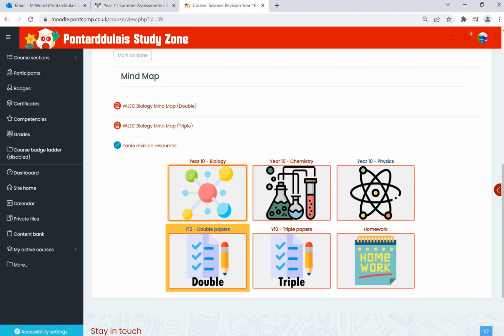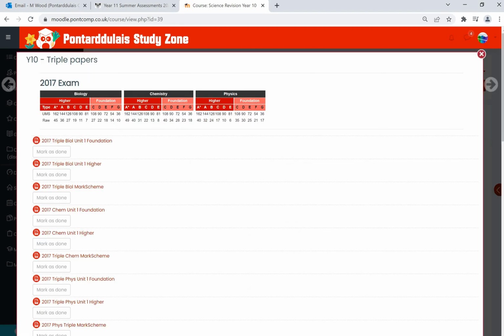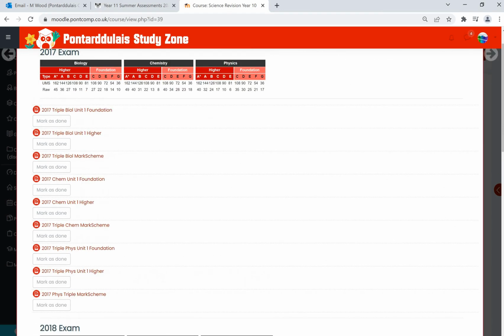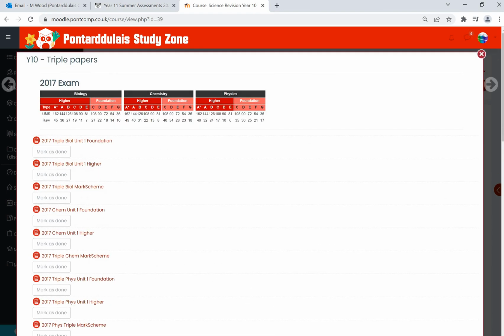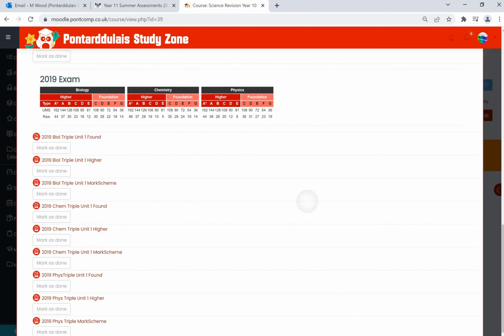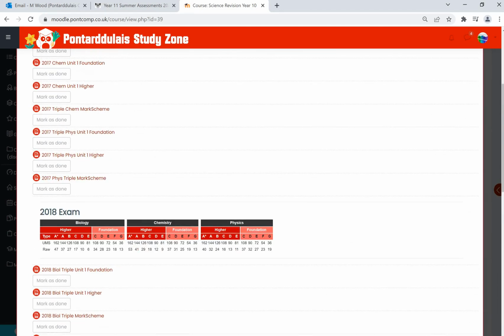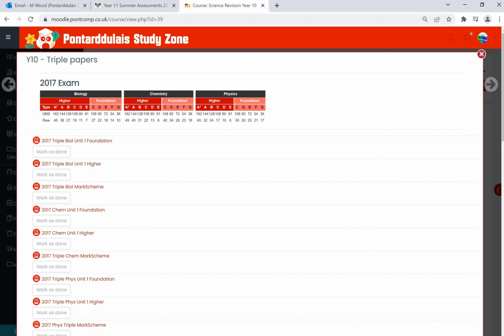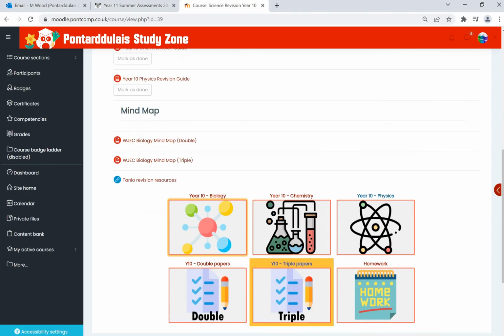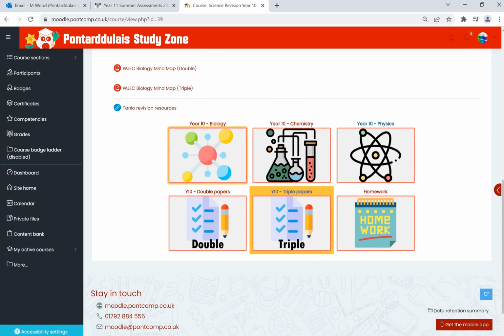If you're a triple candidate, it's set up exactly the same way. We haven't got any sample assessment materials for 2016. We have 2017, 2018 and 2019. I would highly recommend the triple pupils as well look at the questions on the double award papers, because they will always be slightly different and it just gives you more variety of questions to answer.